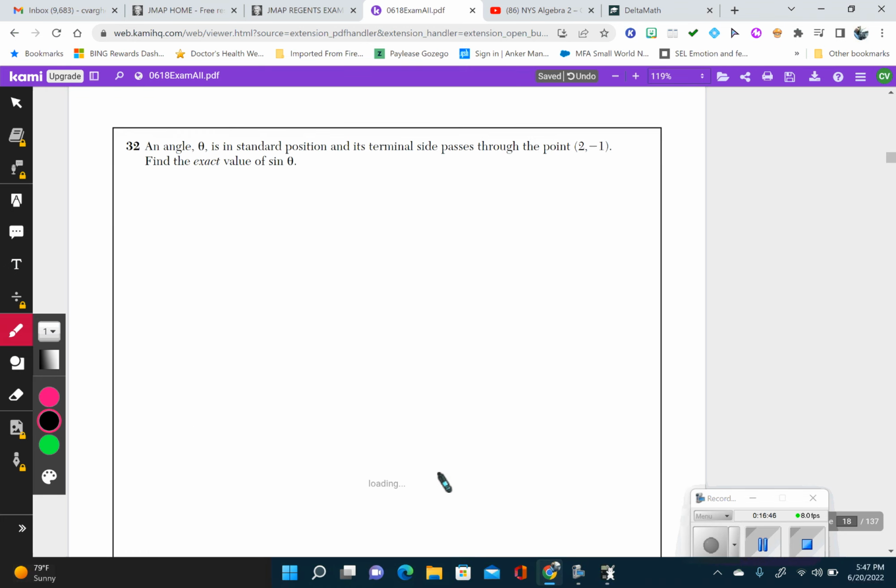Okay. An angle in standard position passes through the point (2, -1). So the first number is your x, second number is your y. First number is your cosine, second number is your sine of theta. So we're going to go ahead and just draw this. So (2, -1) right here. So what we're going to do next is draw the line from the origin there, so we could draw our right triangle. That helps us to figure out what the hypotenuse is.